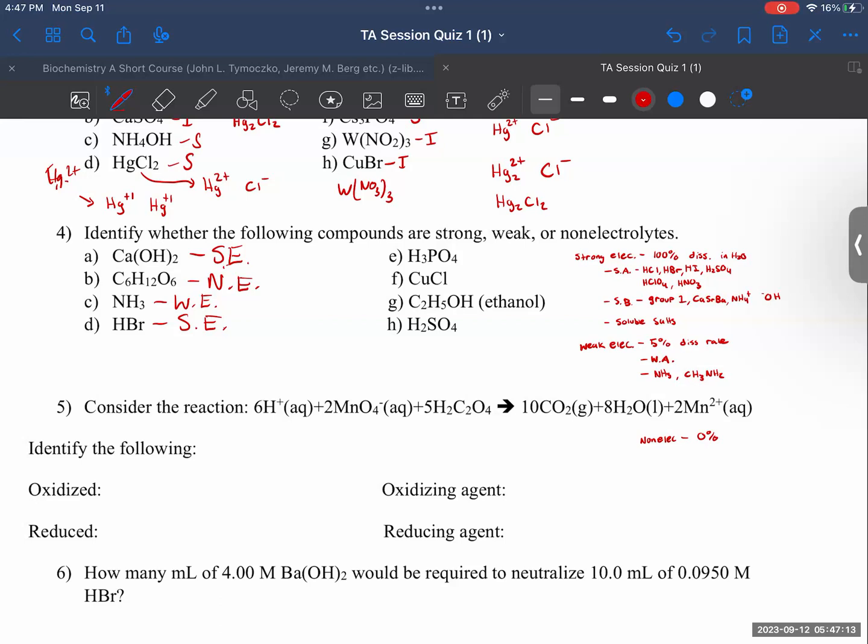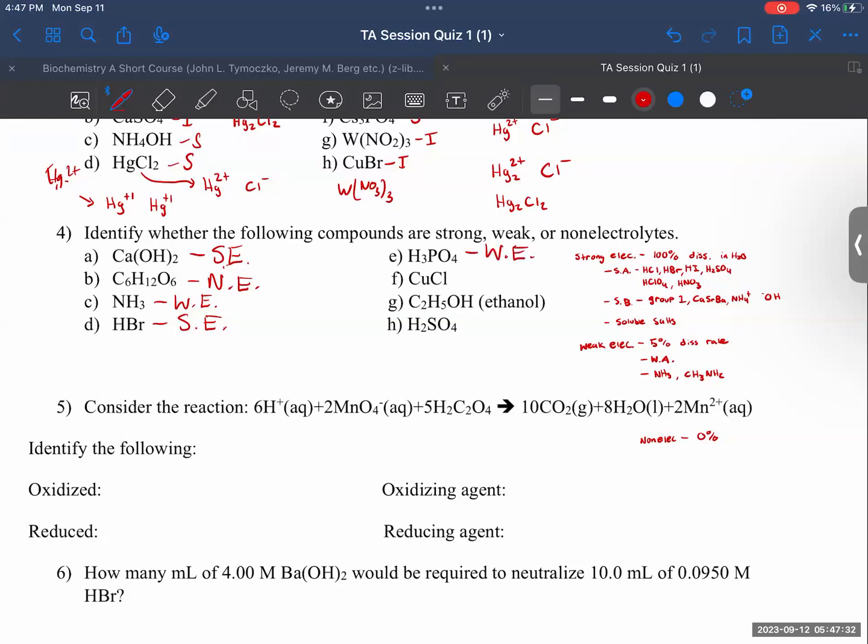Okay. It's a weak electrolyte, and why? That's how we determine if it's a weak electrolyte. Is it one of the 6 strong acids? If the answer is no, then it's a weak acid. Therefore, it's a weak electrolyte.